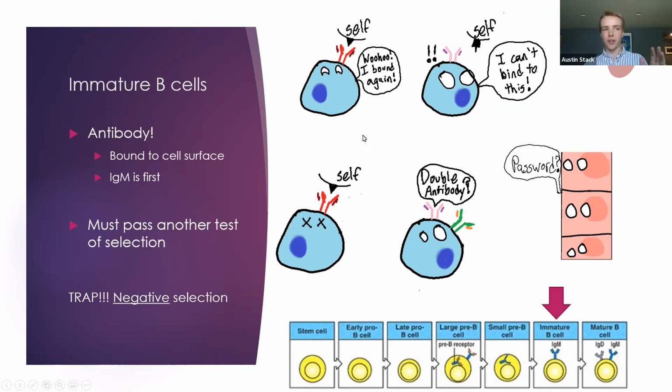And I also ignored anergy, where, okay, you bound to self-antigen, we're still going to let you go to the periphery, but you're not allowed to activate. Things like that I skipped over, but I struggled to find anything more specific on negative selection. I really wish there was more out there.